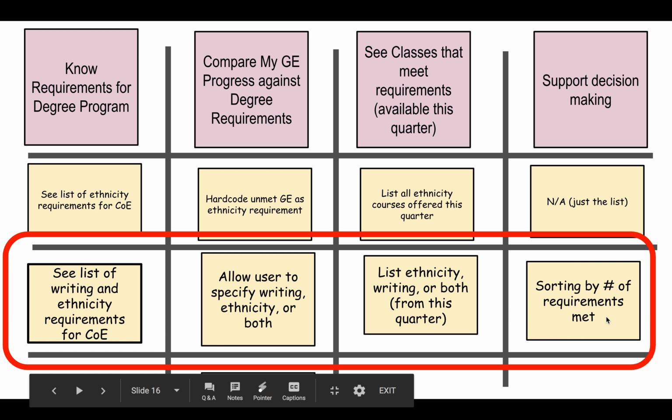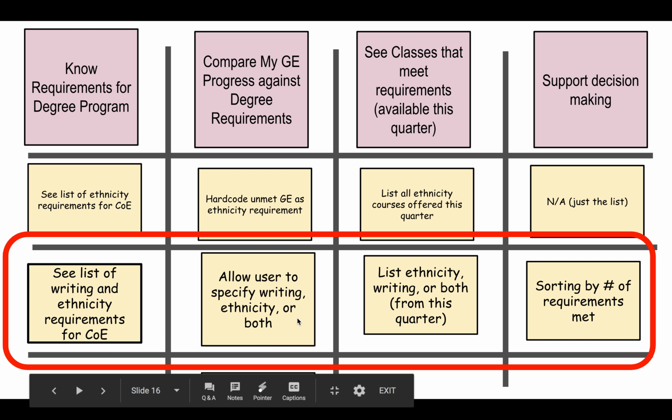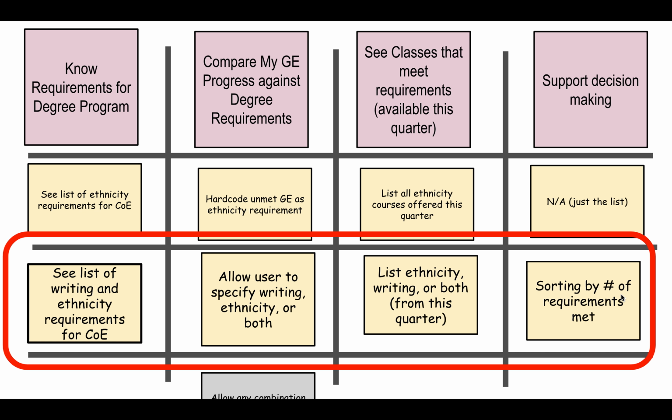And then this is where we're going to add some decision-making support. We want to be able to sort these, let's say in descending order by the number of requirements met. So the so-called twofer is the course that is both a writing course and an ethnicity course. We want to list all those courses first before we list the ones that only meet the ethnicity requirement or only meet the writing requirement. And as we add more possibilities for these GEs, we might add more kinds of ways of sorting and slicing and filtering the list that will help our user make their decision.